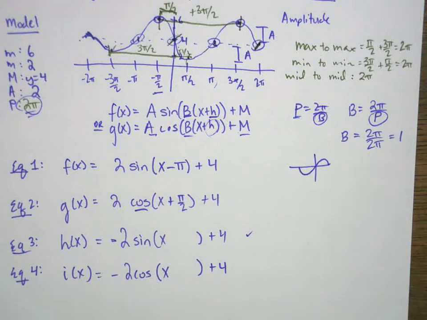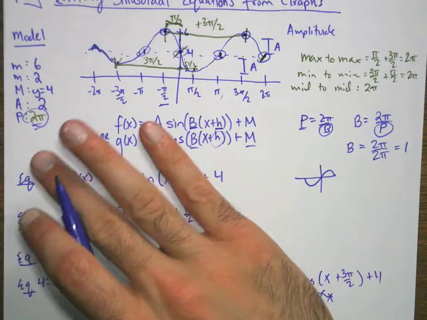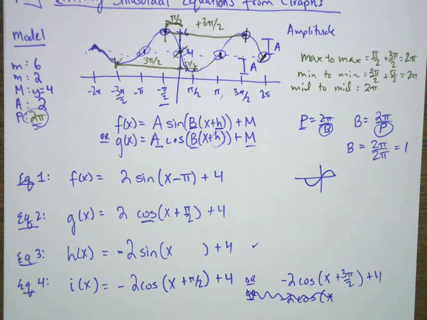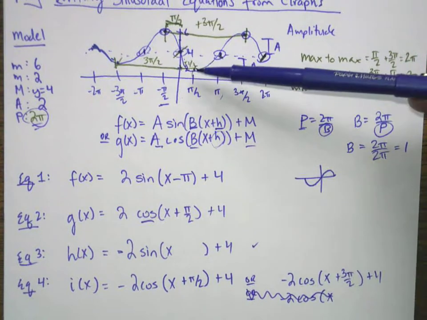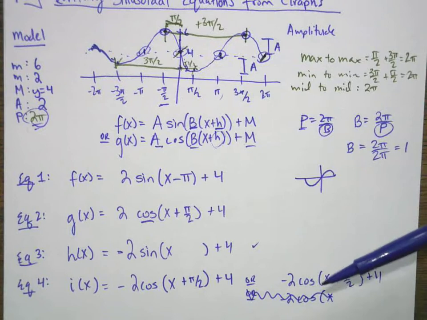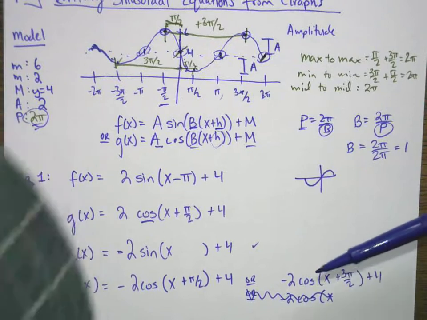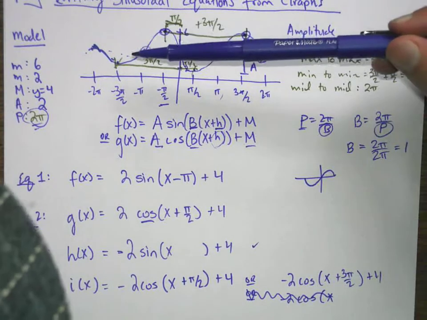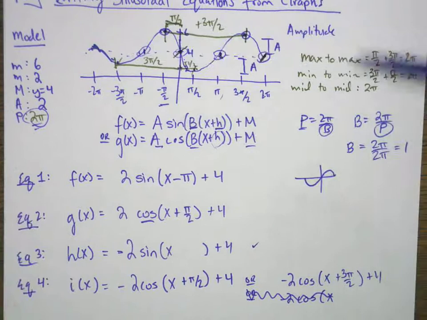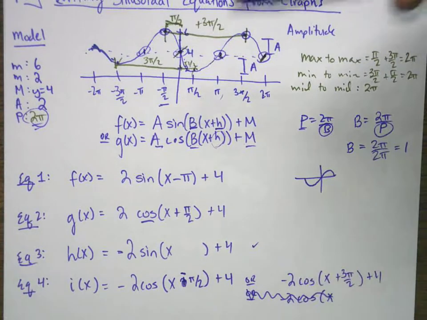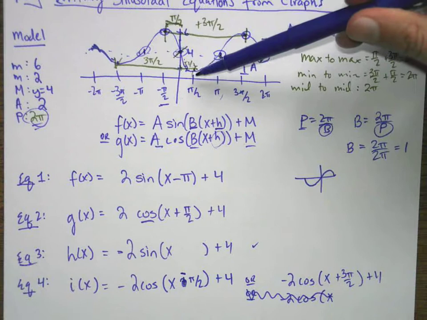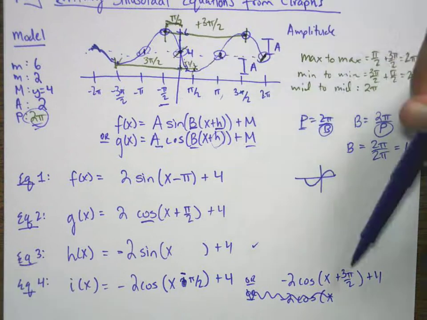Work. I wrote both of them down. Negative 2 cosine of x plus pi over 2 if you're here, or let's see, plus 3 pi over 2 if you're here. Although I don't think I was looking at the right point. This one would, of course, have to be minus pi over 2. That one would be plus 3 pi over 2. And there it is. How to write equations.